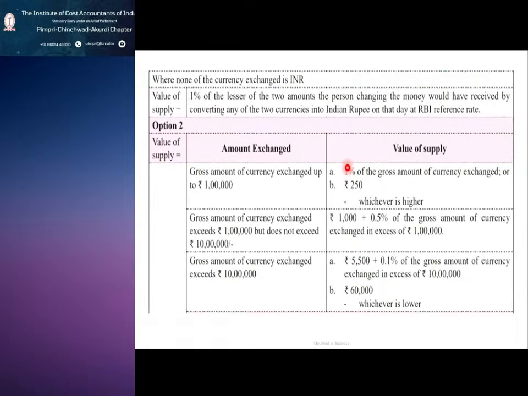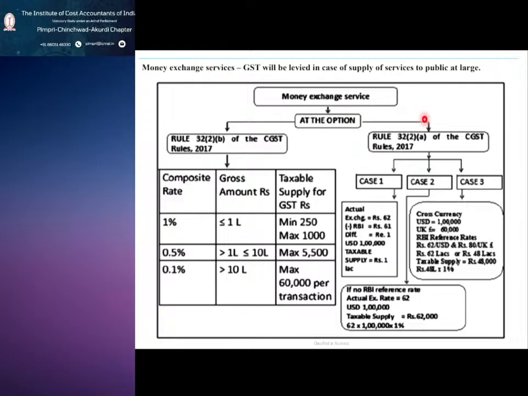Instead of this, you can have a look at this chart. It will be very easy. It is related to money exchange service. Under money exchange service we have options. Suppose tomorrow if I provide this type of service, I get an option whether I can follow rule 32(2)(a) or rule 32(2)(b).